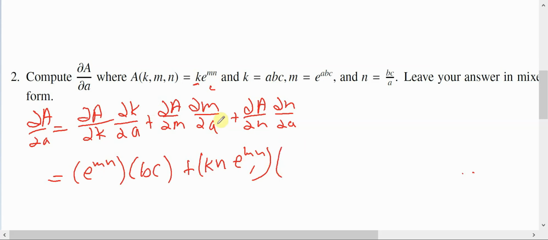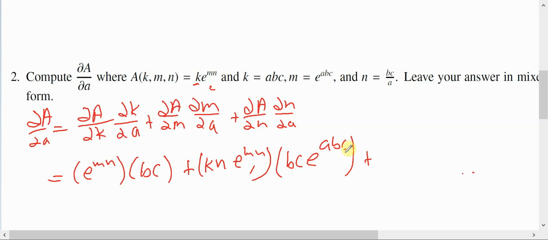Next, take the partial of m with respect to a. Again, it's up here in the exponent. So you take the derivative of e and you get e, put this inside function back in, and then the derivative of this abc with respect to a is going to give me bc, and then like I said, I'll still have my e to the abc.